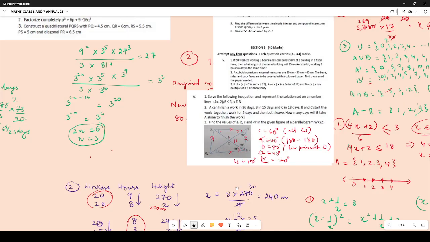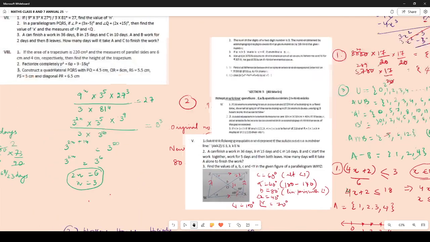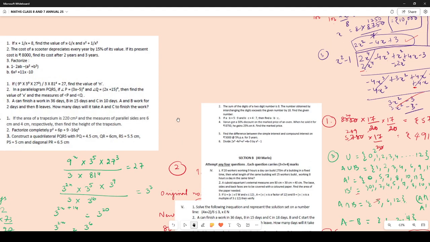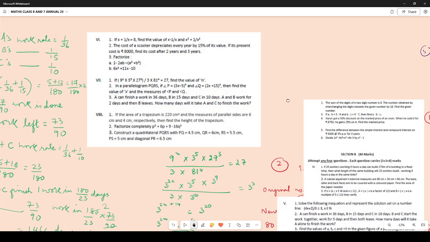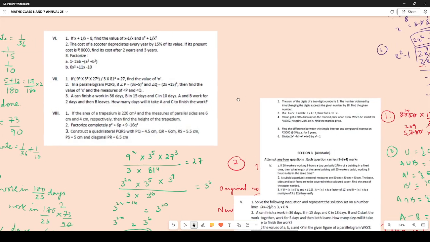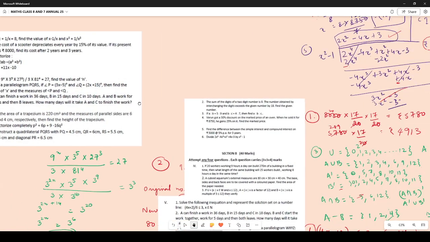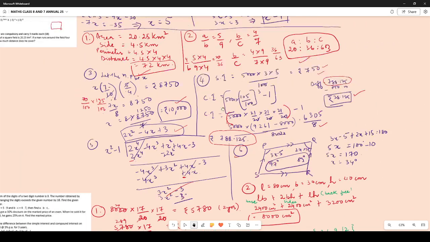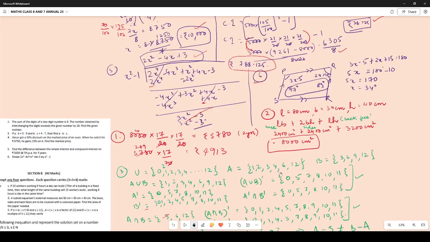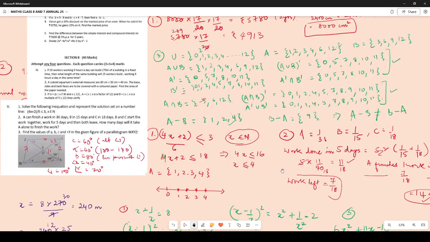ओके, ये हमारे बाकी के क्वेश्चन कहाँ चले गए? ये रहे. ऑलराइट. अच्छा, अभी x plus 1 by x is equal to 8. Find the value of x minus 1 by x. Let me see, इसको कहाँ सॉल्व किया था.